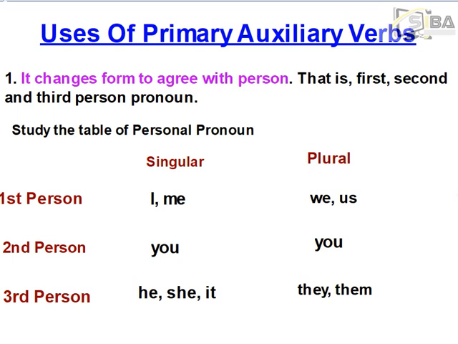Now the second one, we have you as singular, and the plural is also you, because you can be used either for singular or plural noun. The third person singular, we have he, she, and it. The plural too, we have they and them. Now let's look at some sentences and see how they change to agree with person.